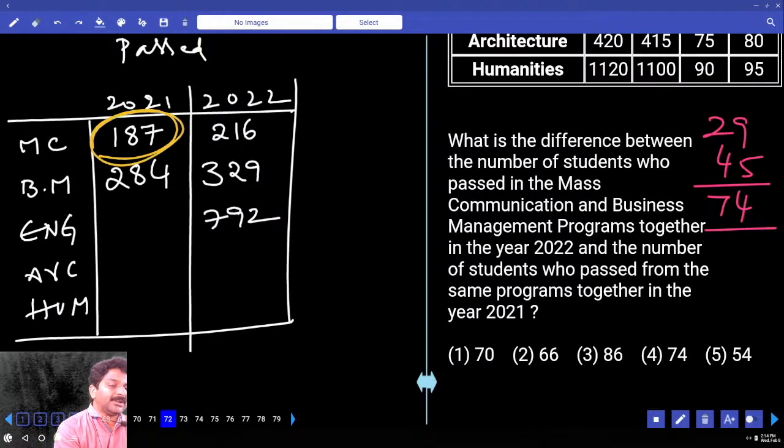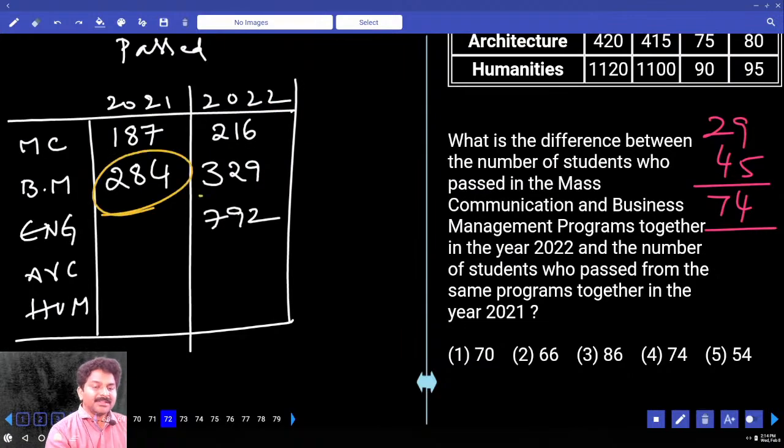This is how much less than 200? This is how much more than 200? 13, 16. That's how I got 29. This is how much less than 300? This is how much more than 300? 29, 16, 44. Next.